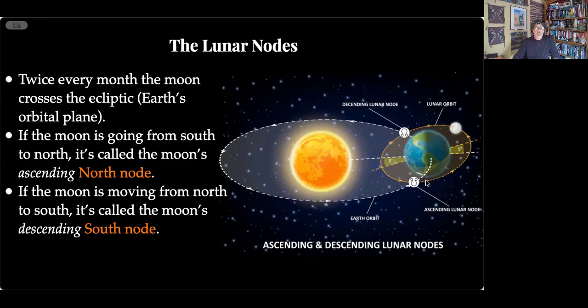Twice every month, the moon crosses the Earth's ecliptic. If the moon is going from south to north, it is called the moon's ascending node, and it's the north node. If the moon is moving from north to south, it is called the moon's south node.